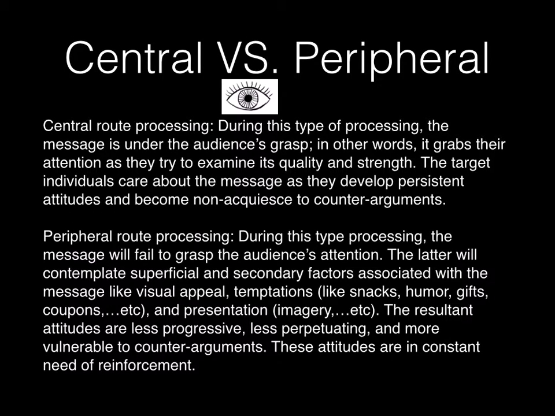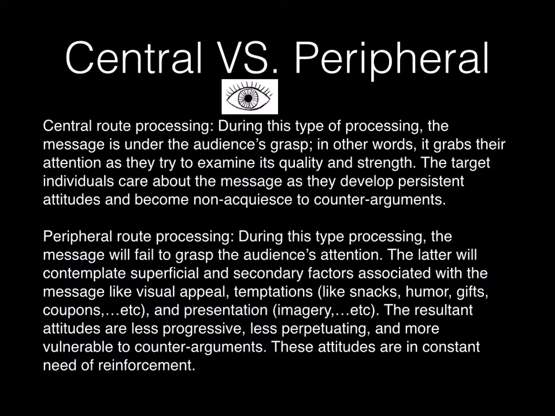Now let's discuss the differences between these two. Central route processing is a type of processing during which the message is under the audience's grasp. In other words, it grabs their attention as they try to scrutinize its quality and strength. The target audience cares about this message, develops persistent attitudes, and becomes non-amenable to counter arguments. So it becomes very difficult to change the audience's opinion about this message or this certain product.